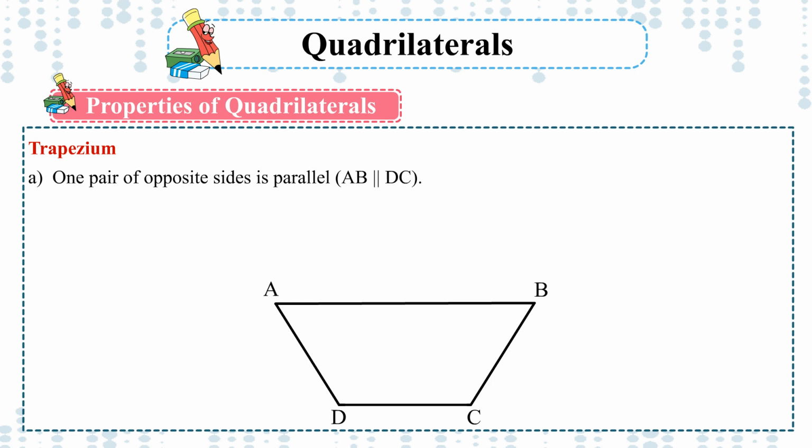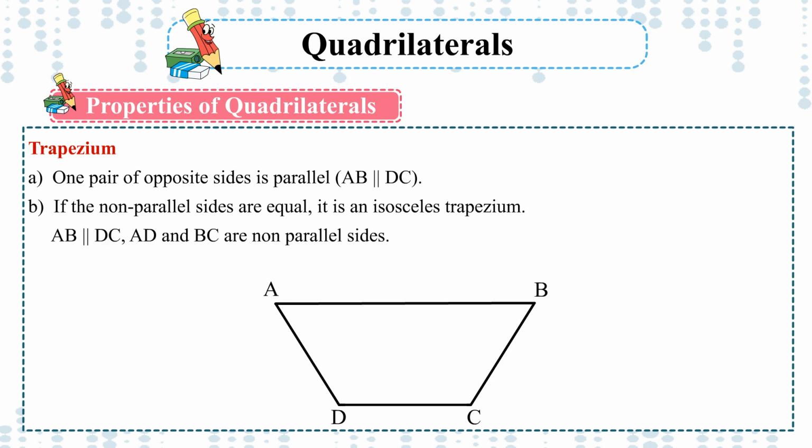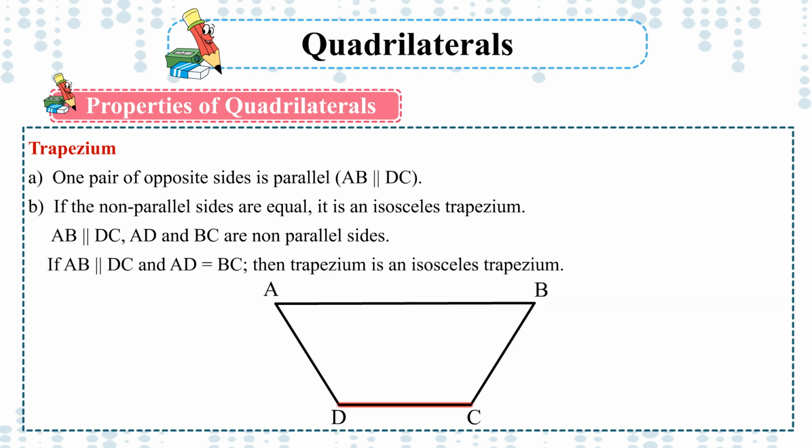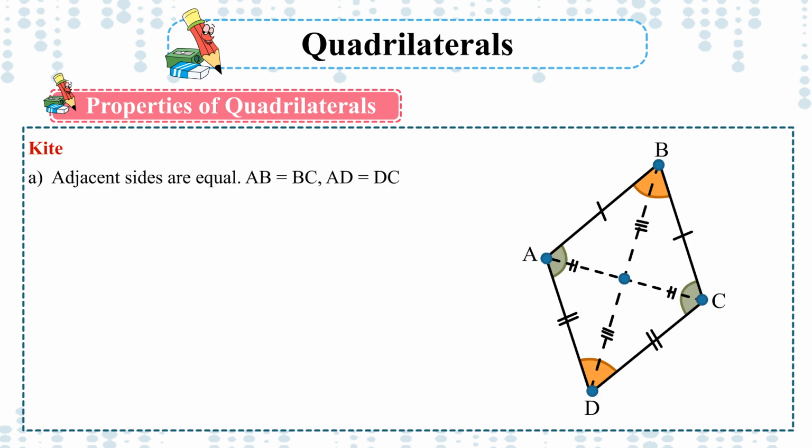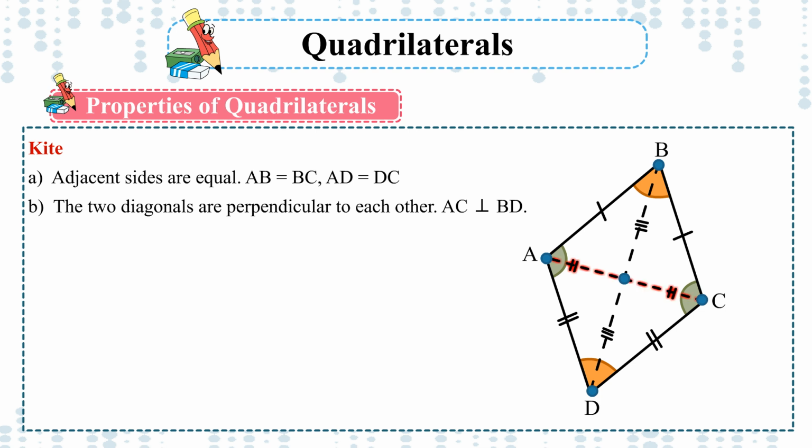Trapezium. A. One pair of opposite sides is parallel. AB is parallel to DC. B. If the non-parallel sides are equal, it is an isosceles trapezium. AB is parallel to DC. AD and BC are non-parallel sides. If AB is parallel to DC and AD is equal to BC, then the trapezium is an isosceles trapezium. Kite. A. Adjacent sides are equal. AB is equal to BC, AD is equal to DC. B. The two diagonals are perpendicular to each other. AC is perpendicular to BD.